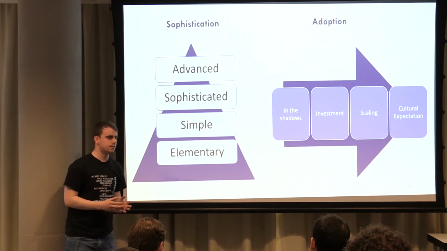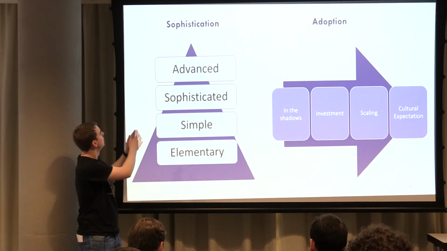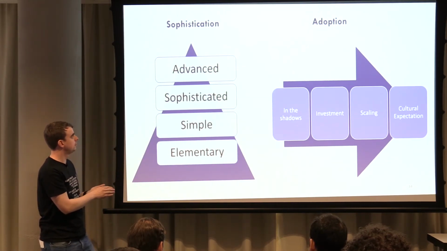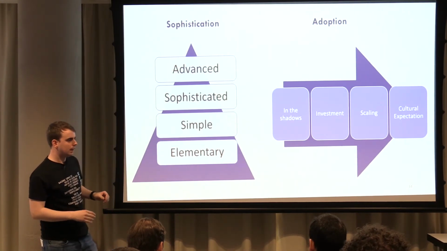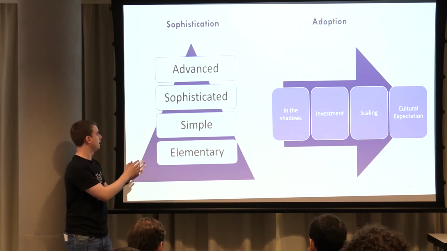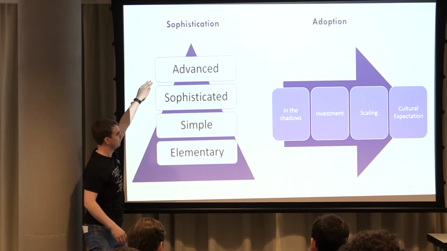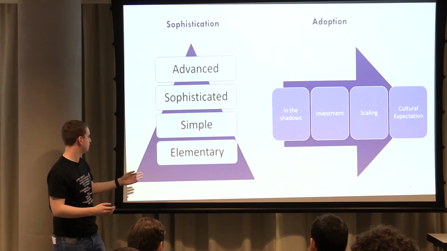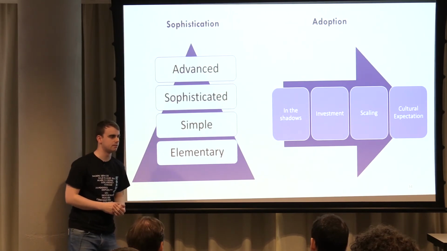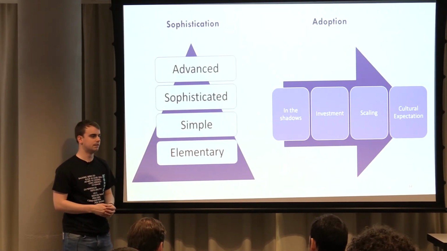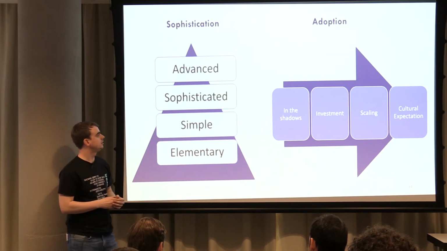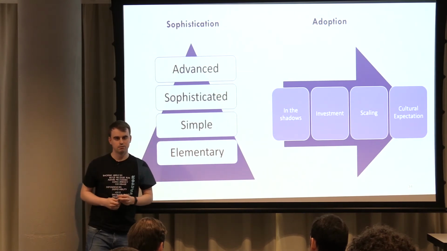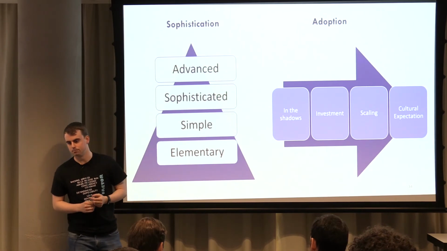And just to bring it all together, this is the sophistication and the adoption. So the idea is as a company, you want to get as high up the sophistication pyramid as you possibly can and as far right across the adoption pyramid. And it's important to note that when I say get up on the pyramid, not every team in your organization is going to be at the advanced level. You might have teams at advanced and teams at elementary, but at least get them on the pyramid. And the more teams you can get on the pyramid and the further across the arrow you can go, the greater confidence you will have in your system's resiliency.